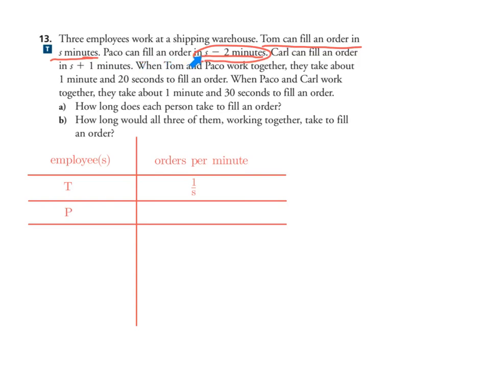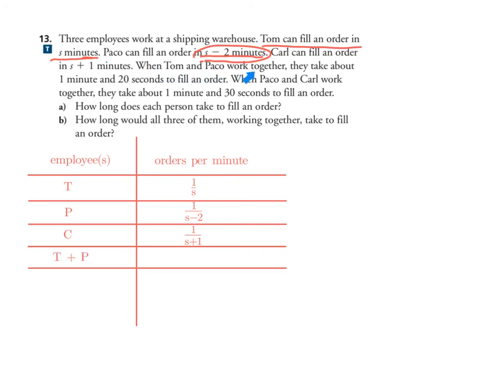Right, let's do this for Paco. He can fill an order in S minus 2 minutes, so I'm going to say he can do 1 over S minus 2 orders per minute. Again, if this is the number of orders he can do a minute, and it takes him S minus 2 minutes, you multiply this by S minus 2 to see how many he can do, and that'll equal 1. And yep, he can fill 1 order in S minus 2 minutes. So again, it makes sense. For Carl, he can fill an order in S plus 1 minutes, so that means he can do 1 over S plus 1 orders in 1 minute.